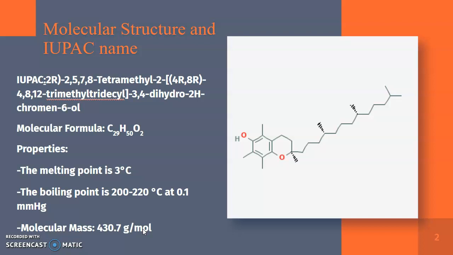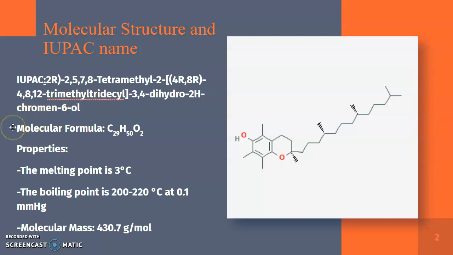The IUPAC name for vitamin E, also known as tocopherol, is 2R-2,5,7,8-tetramethyl-2-[(4R,8R)-4,8,12-trimethyltridecyl]-3,4-dihydro-2H-chromen-6-ol. It's a large word for a large molecule.